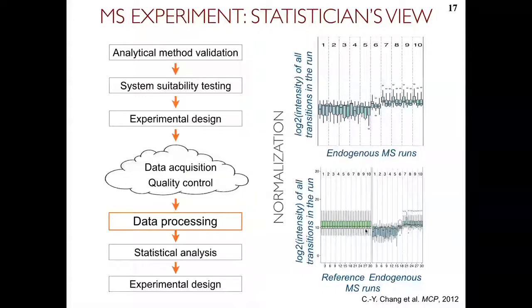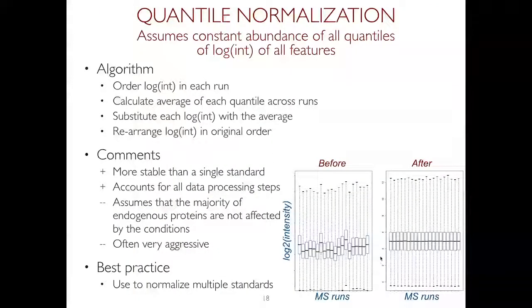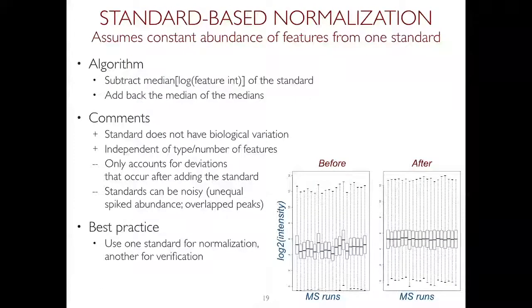But in experiments such as DIA experiments, it may be tempting to use quantile normalization on the endogenous features. And it makes a really big assumption that the majority of the features are not changing between conditions. Otherwise, you will essentially normalize away some of the true biology. Okay. And of course, if you have a targeted experiment with only a few features, then it's really not a good idea, right? Because then assuming that the majority are not changing is not a good assumption.